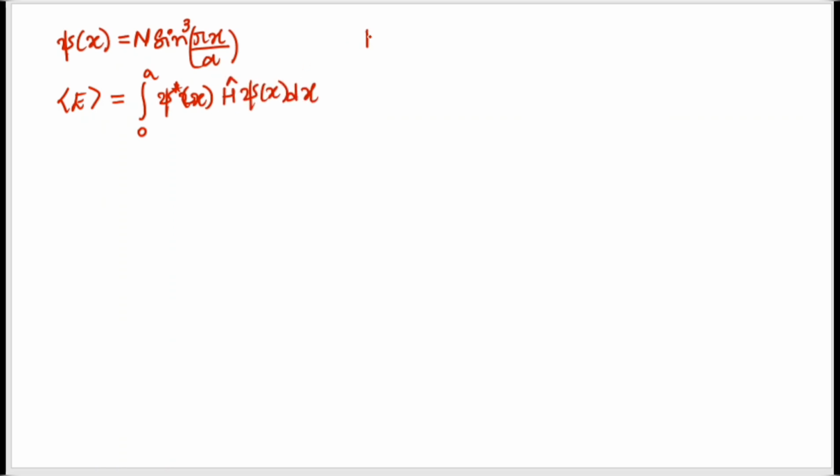What is this H cap? H cap is the Hamiltonian operator, equal to minus h cut square divided by 2m, dou square divided by dou x square. So the expectation value is the integral from 0 to a of psi star of x, H cap psi of x, dx. Here the psi of x is not a normalized wave function. First we need to normalize.